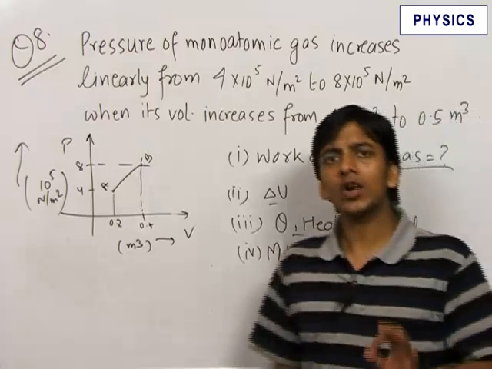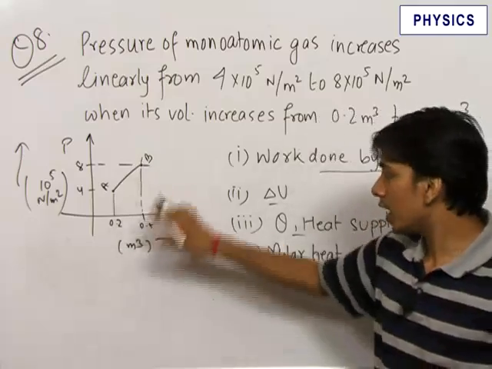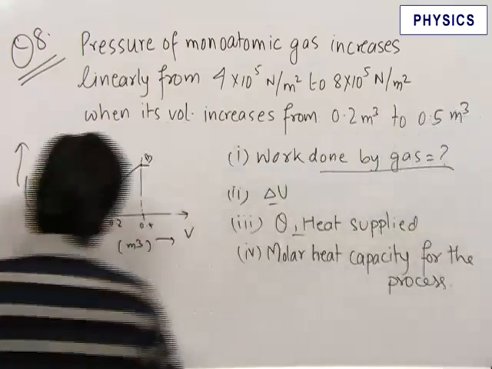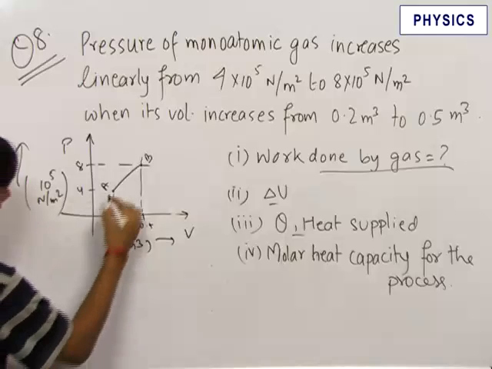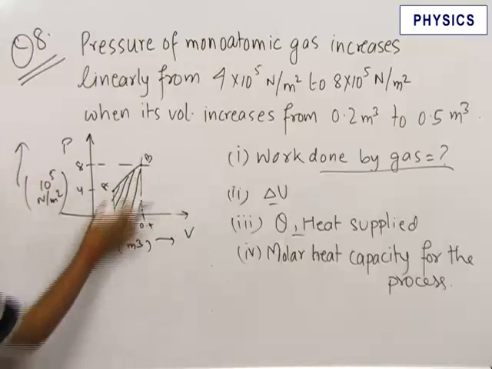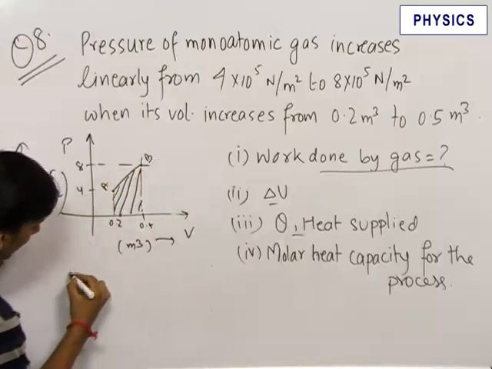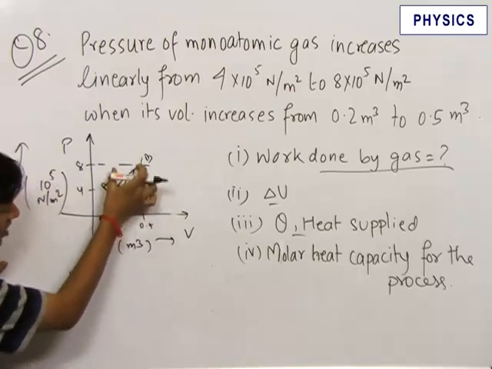So for finding out the work done by the gas, there is a very simple method. If you can draw the PV diagram, the work done by the gas comes out to be equal to the area under the curve, that is equal to this area in this case. So if we can find out this area, we can easily find out the work done by the gas. Therefore the work done by the gas will be equal to the area of this trapezium.